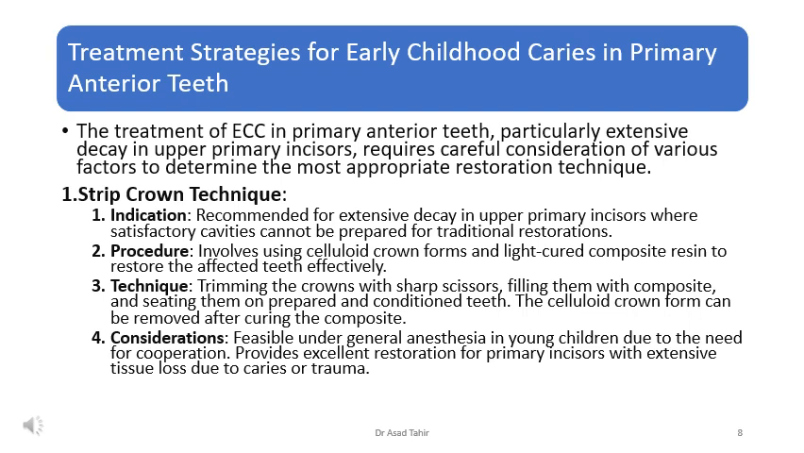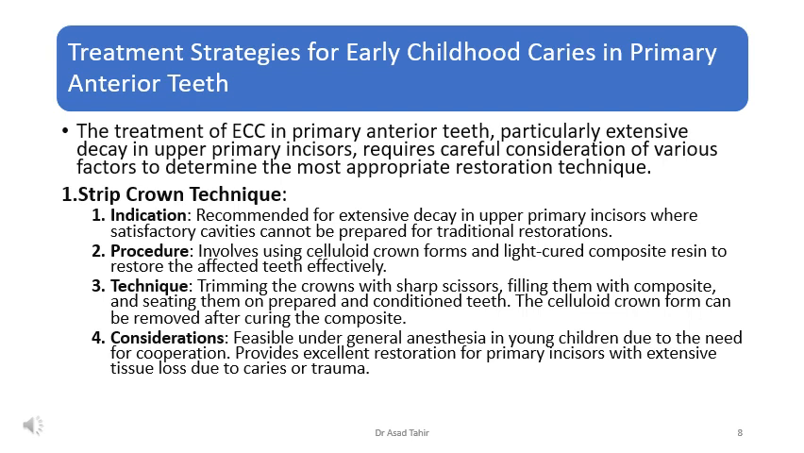Strip crown technique. Indication: recommended for extensive decay in upper primary incisors where satisfactory cavities cannot be prepared for traditional restorations. Procedure: involves using celluloid crown forms and light-cured composite resin to restore the affected teeth effectively. Technique: trimming the crowns with sharp scissors, filling with composite, and seating them on prepared and conditioned teeth. The celluloid crown form can be removed after curing the composite.